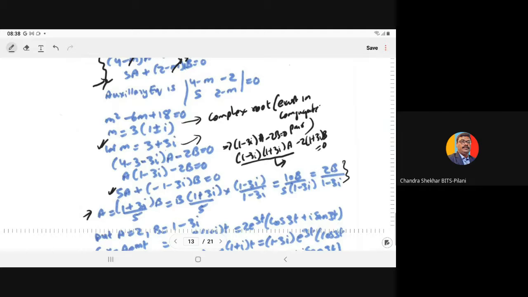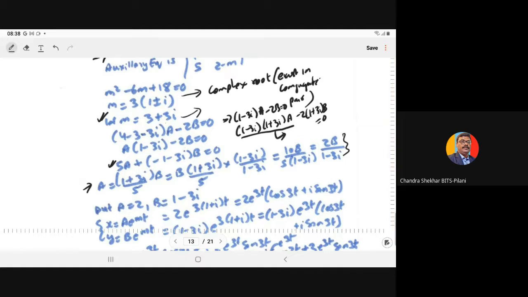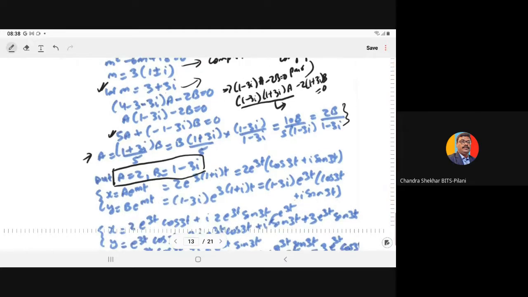Here we only have to put an arbitrary value which satisfies our equation a is equal to 2b upon 1 minus 3 iota. So we put a is equal to 2 and b is equal to 1 minus 3 iota. Our solution will be x is equal to a e to power mt, y is equal to b e to power mt, where a is equal to 2, b is equal to 1 minus 3 iota, and m is equal to 3 plus 3 iota.